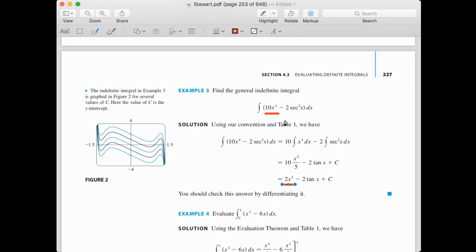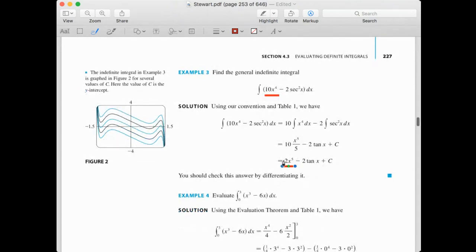The negative 2 we factor out. And the antiderivative of secant squared is tangent, so minus 2 tangent. Then add a constant term. All right, if we differentiate this, we get back to our integrand.